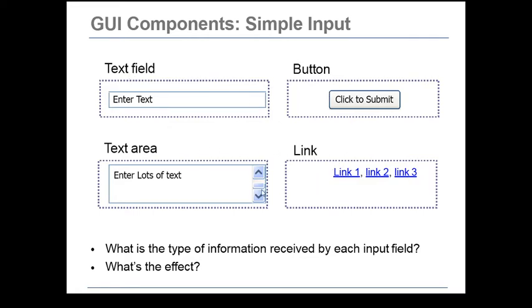You all use various applications. In these applications you will see the text field, button, text area and link. What is the type of information received by each input field? We have a question for that: which type of information is received by each field, and what is the effect of that information?